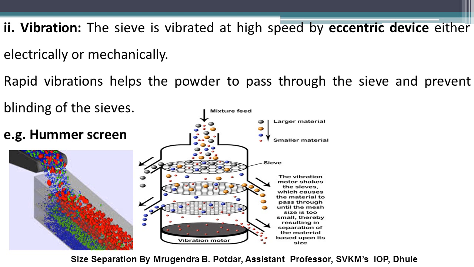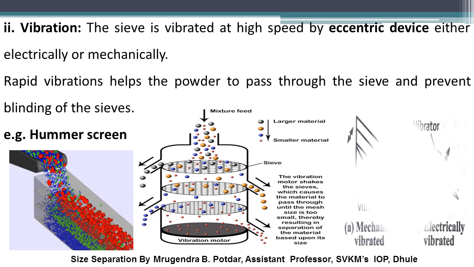Here we are using a different set of sieves: first coarse, then moderately coarse, and fine, like that. We arrange the set of sieves in ascending order, feed the powder material and go for vibration. After vibration, operate the sieves for some period of time. Then you will observe particle size separation taking place. Black powder is separated from yellow, blue and red. So exact size separation takes place due to the vibrations.